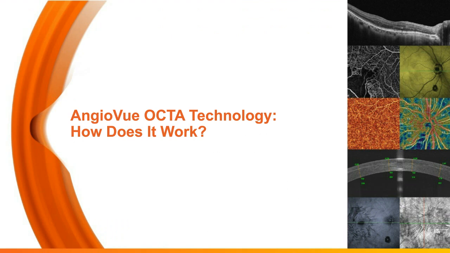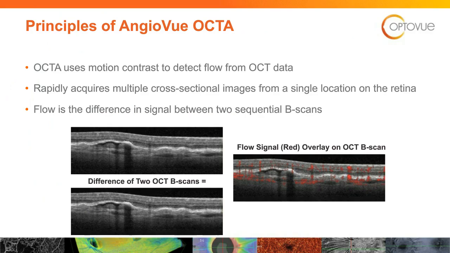So how does the technology work? Well, it works via motion contrast. It takes sequential different B scans over the course of a few seconds, and the only thing that should move from an OCT image right now to an OCT image 1 second later is what?